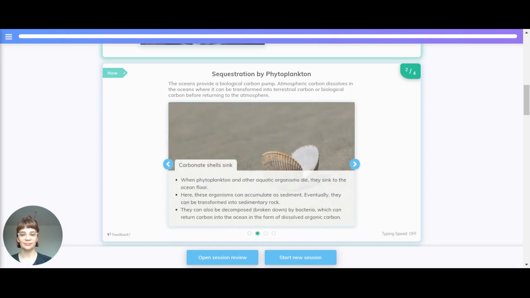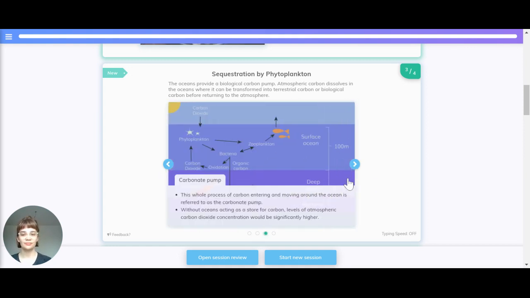Carbonate shells sink. When phytoplankton and other aquatic organisms die, they sink to the ocean floor. Here these organisms can accumulate as sediment. Eventually they can be transformed into sedimentary rock. They can also be decomposed, which means broken down, by bacteria, which can return carbon to the ocean in the form of dissolved organic carbon.